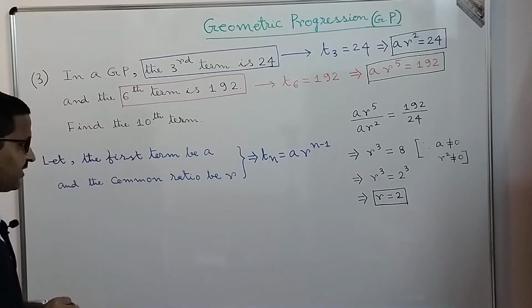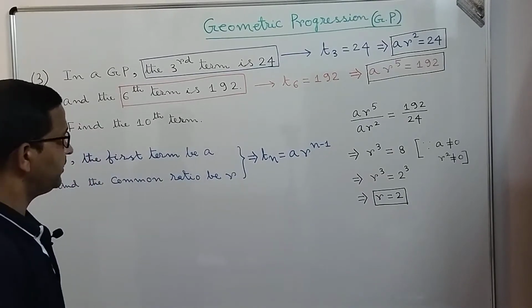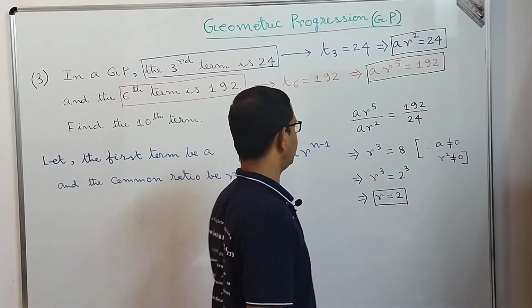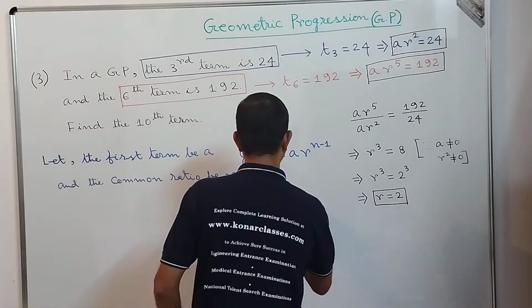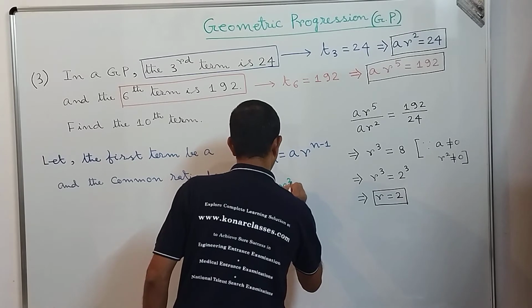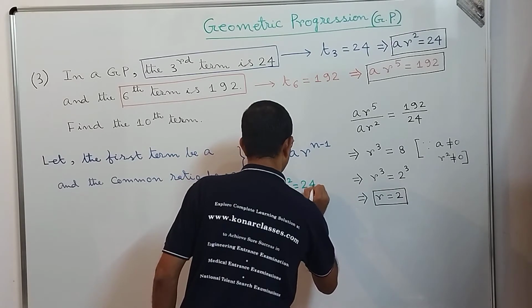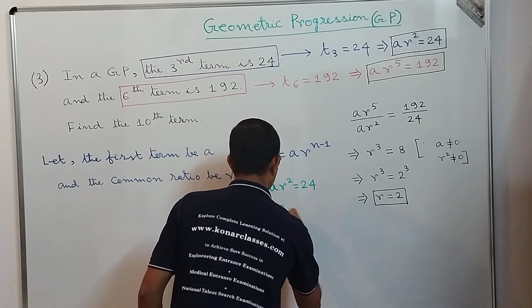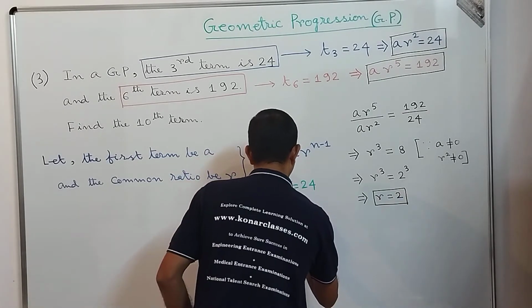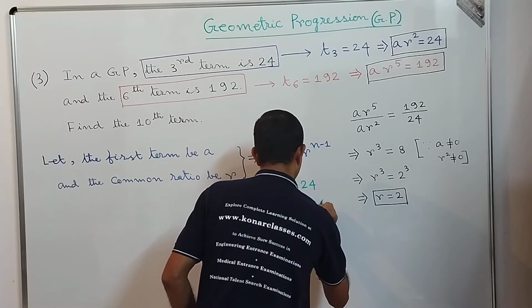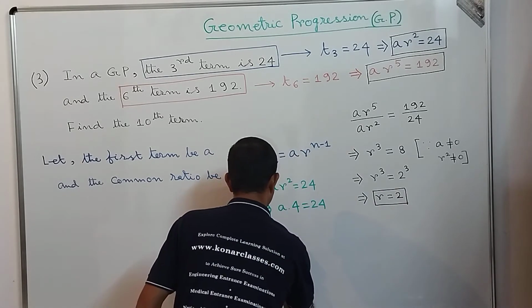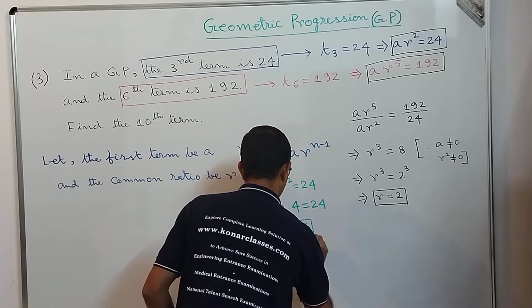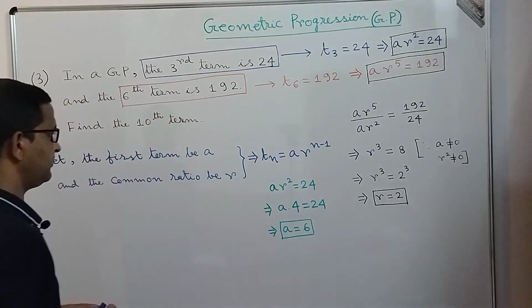Okay. So now as we get the common ratio, we can apply that value of common ratio in this equation A R square equal to 24. So we know A R square is equal to 24, and R is equal to 2. So from here we get A into R square means 2 square, 4, is equal to 24. So from here we get the value of A, that is equal to 6. So dear students, we get the first term is 6 and the common ratio is 2.